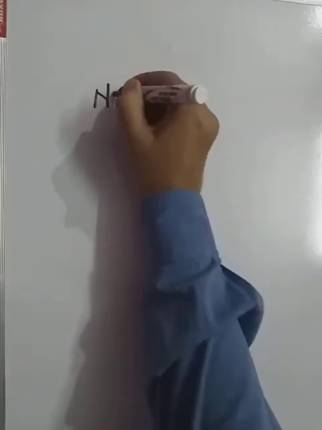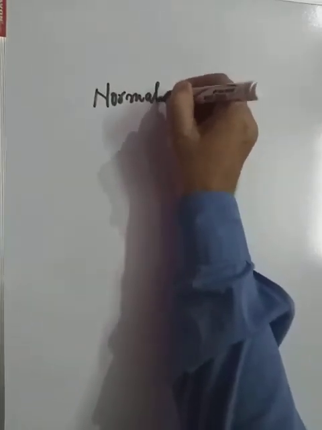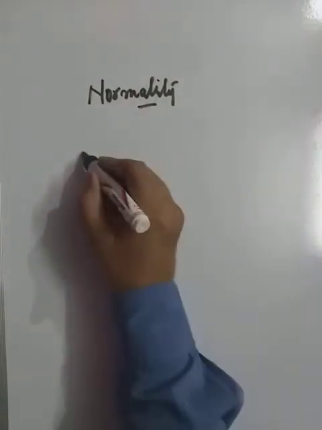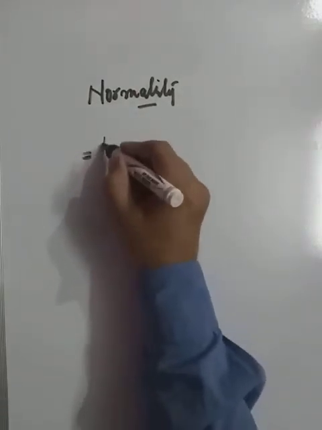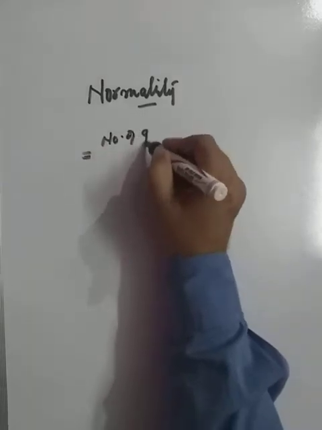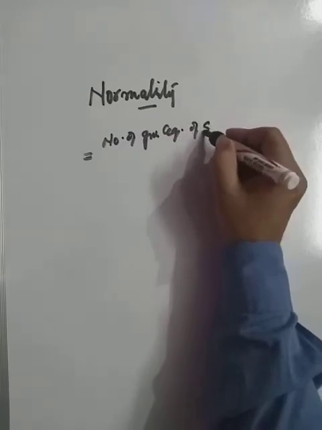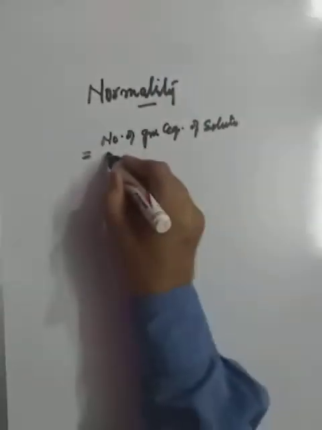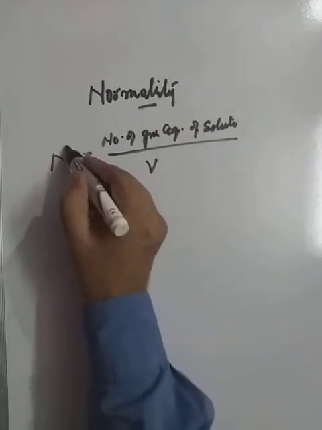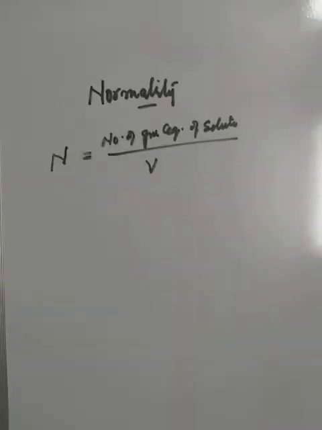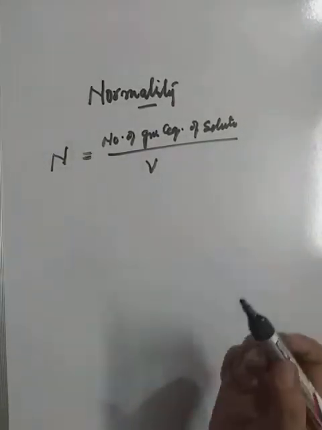Hello everyone, in this video we are going to discuss normality. So normality is equal to the number of gram equivalent of solute upon volume of solution in liters.